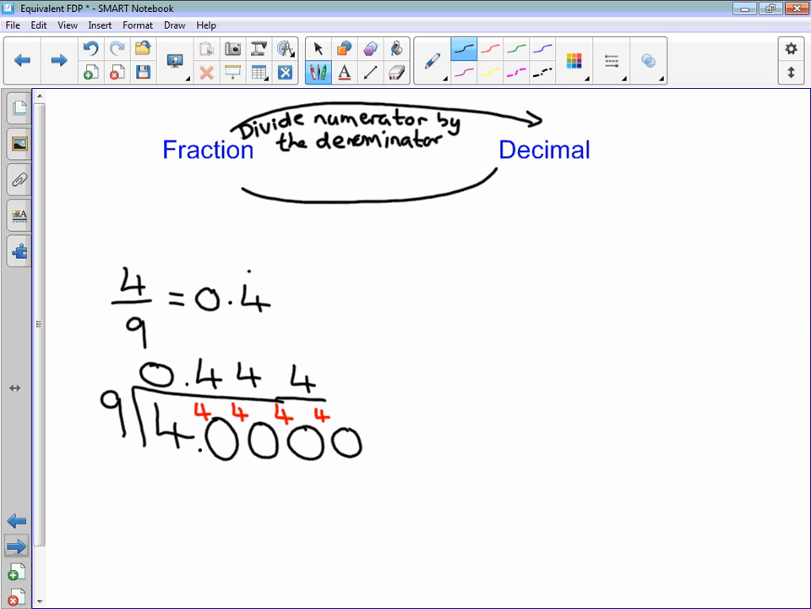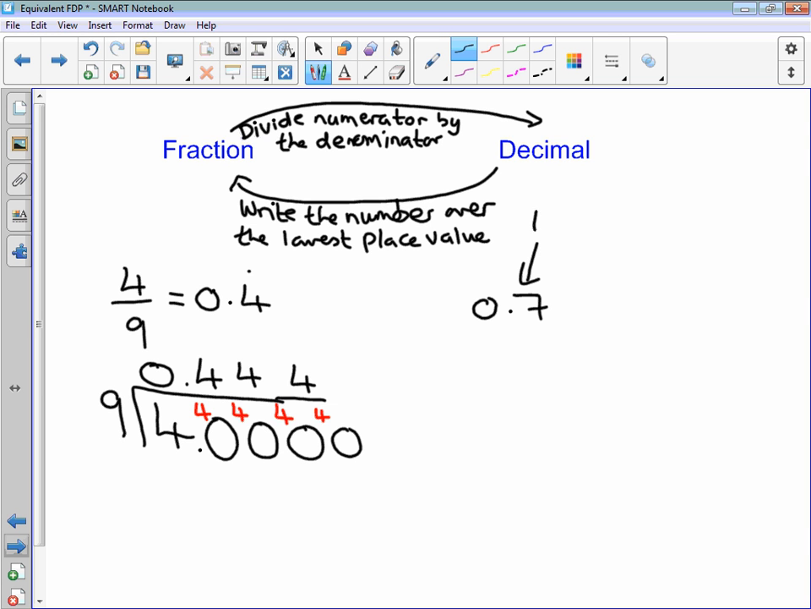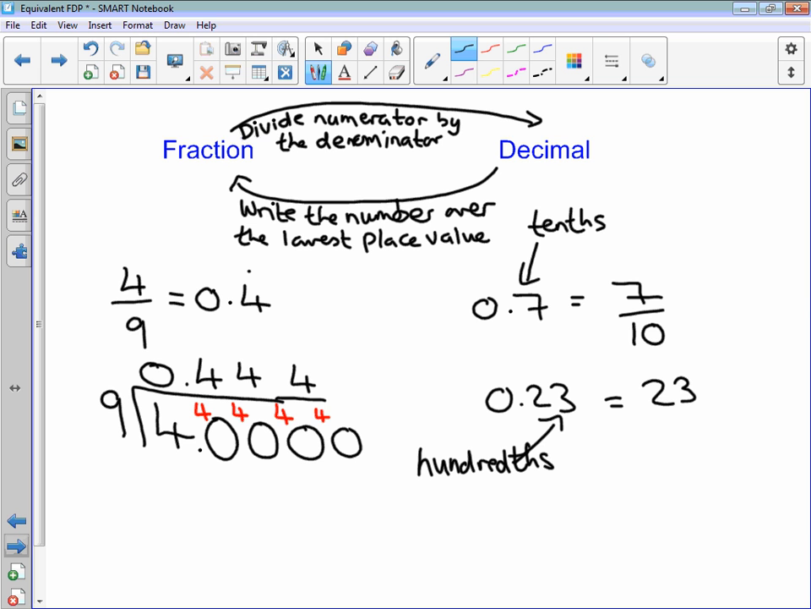If I want to go from a decimal to a fraction, we need to write the number over the lowest place value. So, for example, 0.7, this is the tenths column, so that means it's 7/10. 0.7 is 7/10. If I take 0.23, this 3 is in the hundredths column, so that is 23/100.